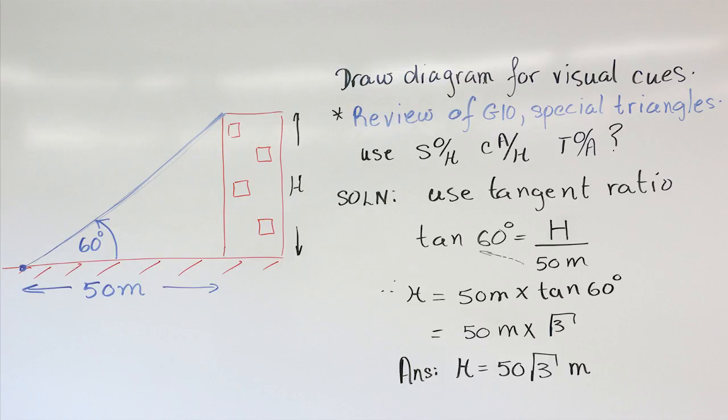So you're showing that H is equal to 50 meters multiplied by the tangent of 60 degrees. You go back to your special triangles, and what is tan 60 degrees? It is root 3. So you then show that this is equal to 50 meters times root 3, and the answer in radical form is that the height is 50 root 3 meters. And there is your solution. Ta-da!